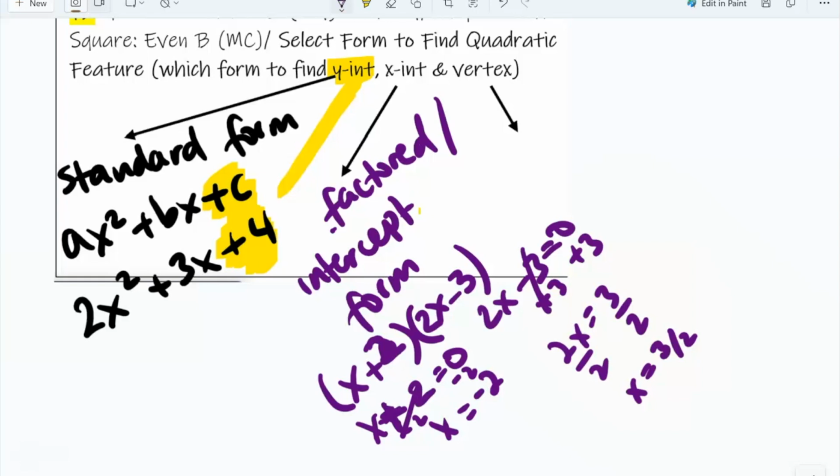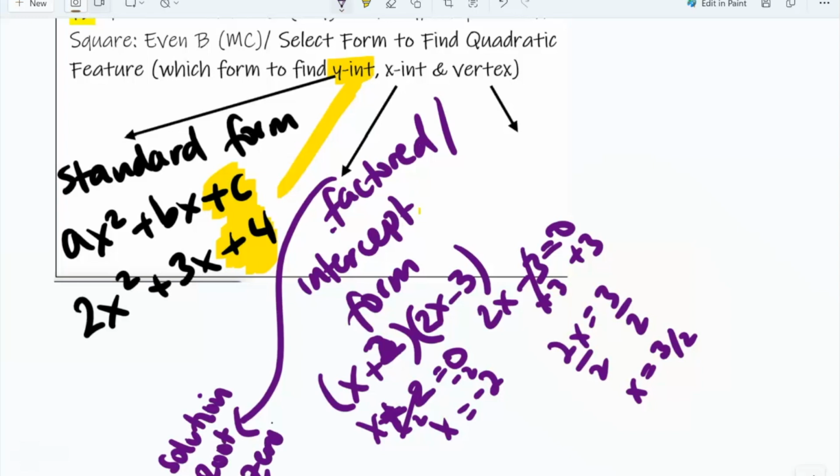And what is this called? What are 3 other words for x-intercept? You have solutions, roots, and zeros.